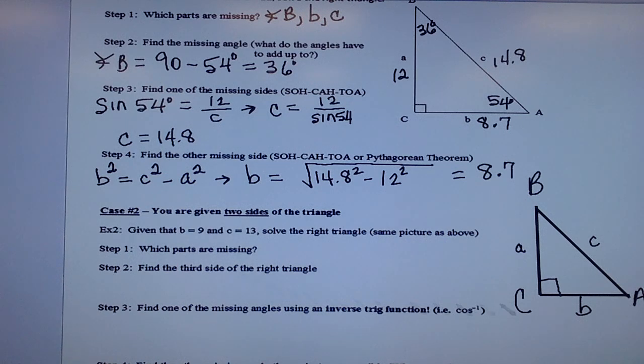Given B is 9, so I'm given that B is 9, C is 13. Find the missing parts. So, what am I missing? Well, I'm missing angle A, angle B, and side A. So it states here, find the third side.